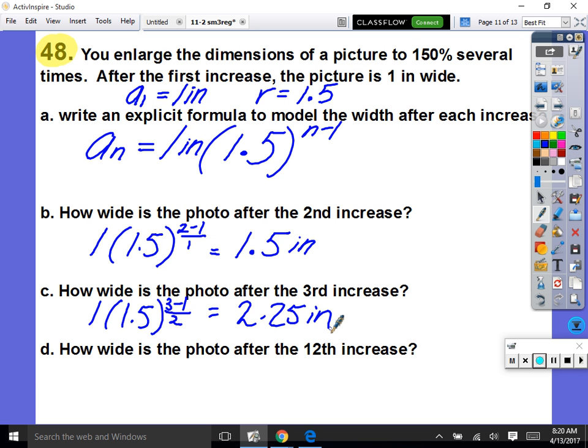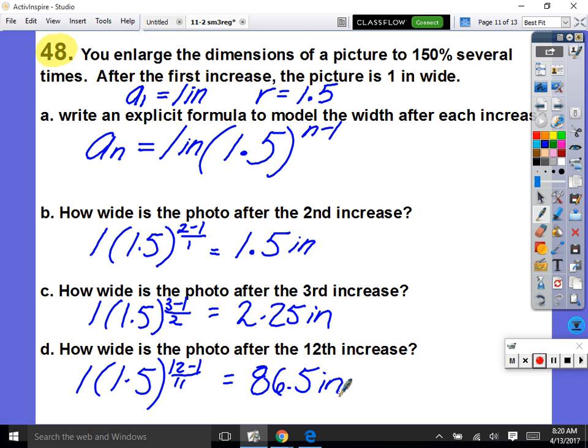How wide is the photo after the 12th? You'd plug in a 12. 1 times 1.5 raised to the 12 minus 1. So that would become 11. So you type in 1 times 1.5 to the 11th. And that is 86.5 inches large.